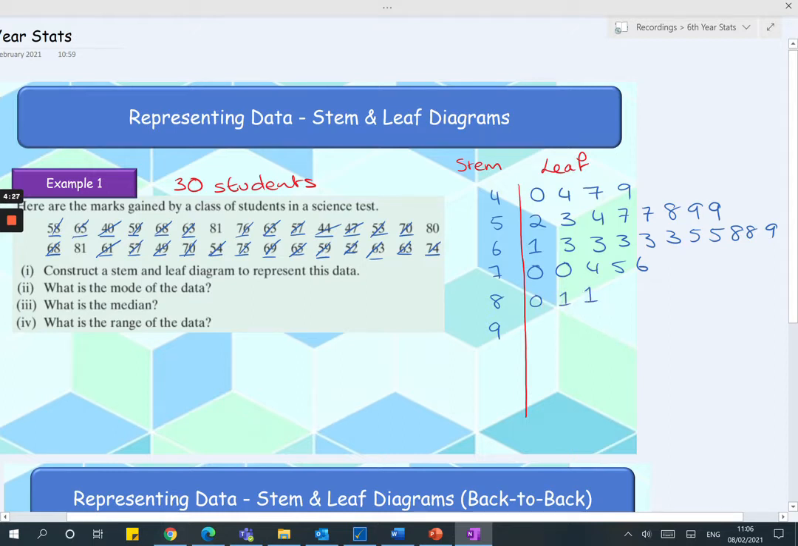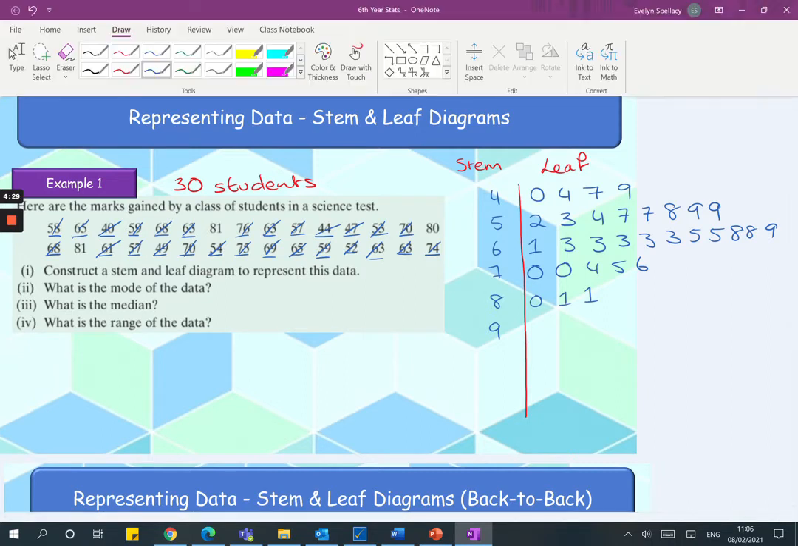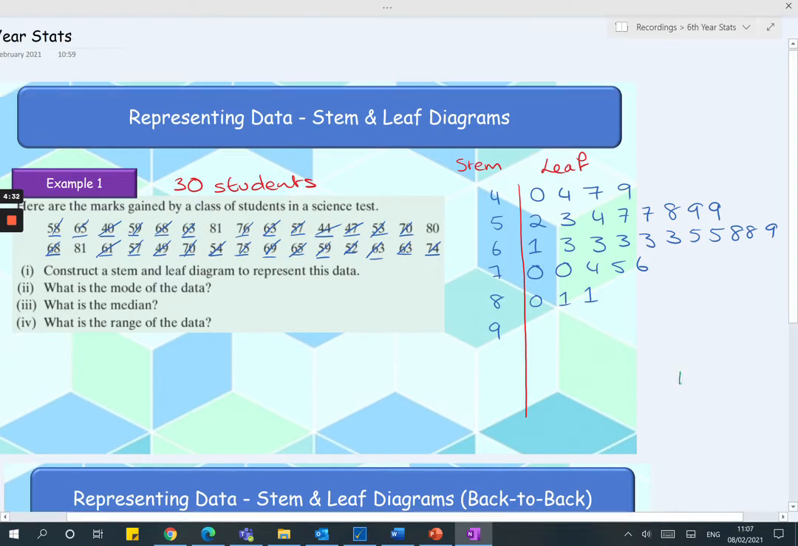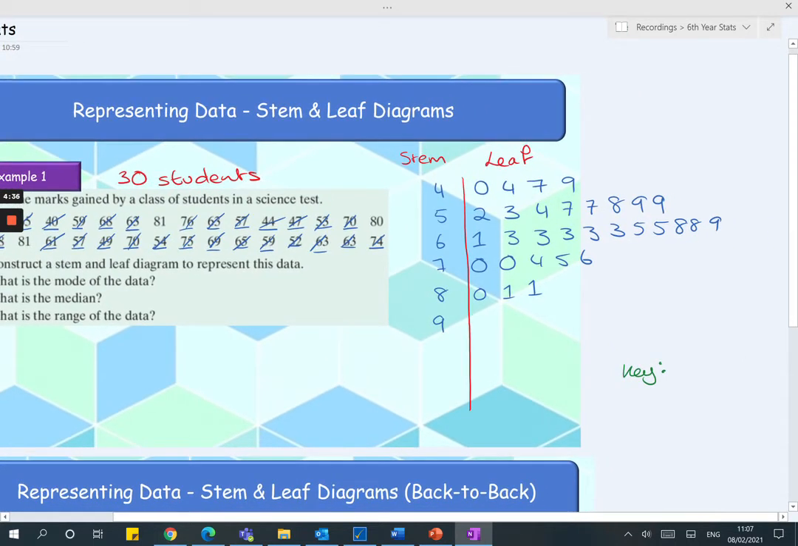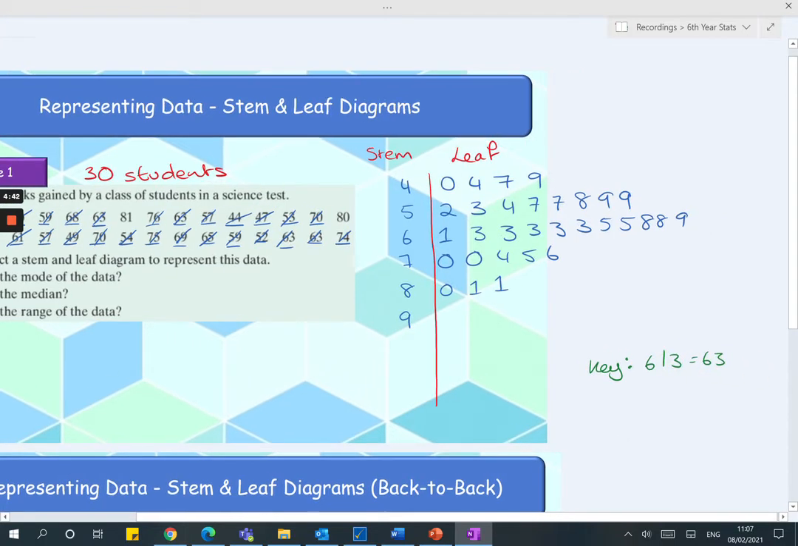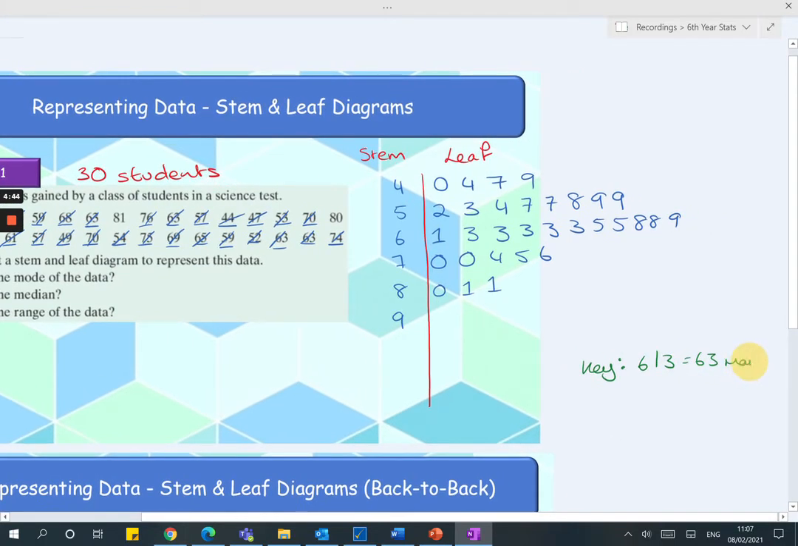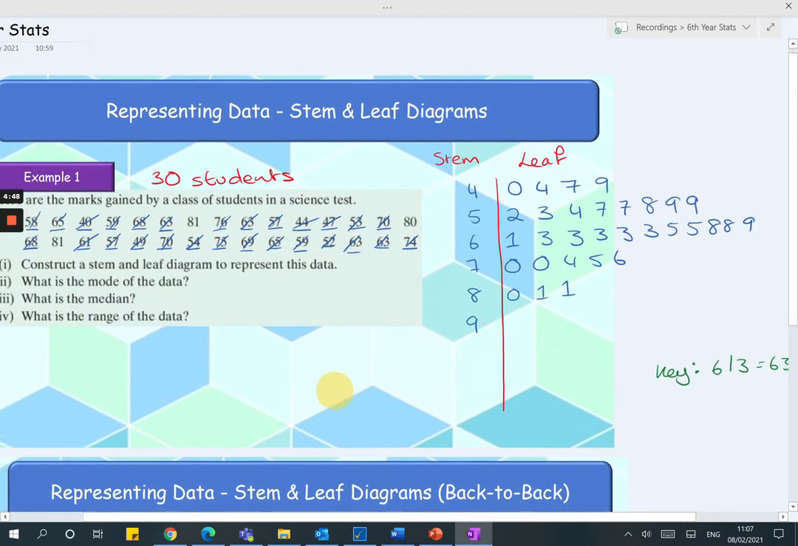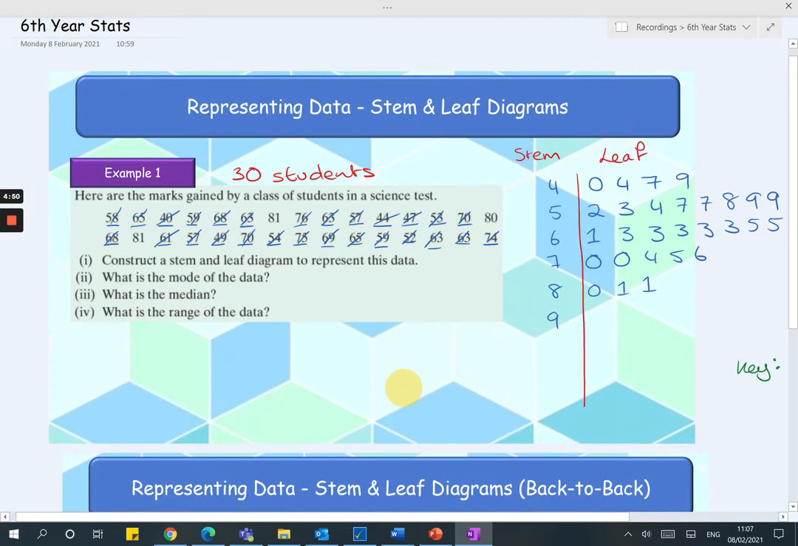And now the last thing I need here, which I'm going to do in a different colour, is what's called a key. In the key you can pick any number from your stem and leaf. So I'm going to pick 63. And we write 6/3 equals 63. And then we make sure to have whatever it is after it. So 63 marks. And that's how we fully do our stem and leaf diagram for part 1.